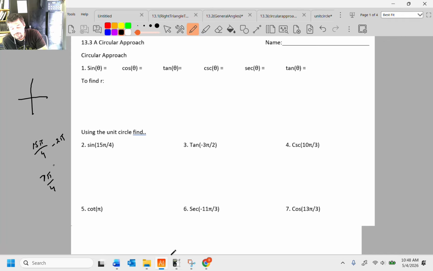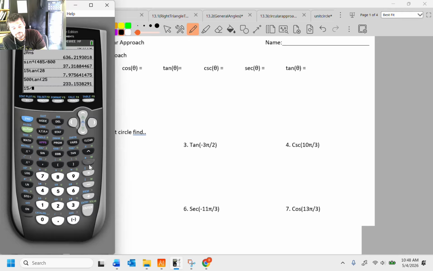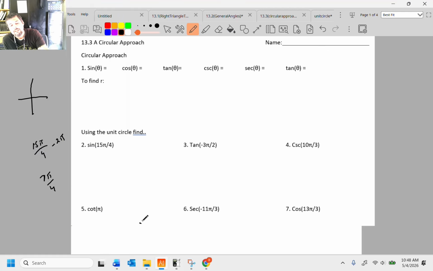And I know you're like, how does he do that? What kind of magic is this? Well, fractions, kids. 15 over 4, take away 2, back as a fraction, is 7 pi over 4. Now, 7 pi over 4, if you think about your circle, is right here. And the ordered pair there is root 2 over 2, negative root 2 over 2.